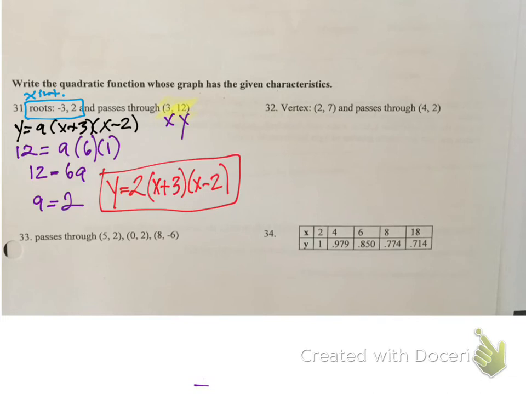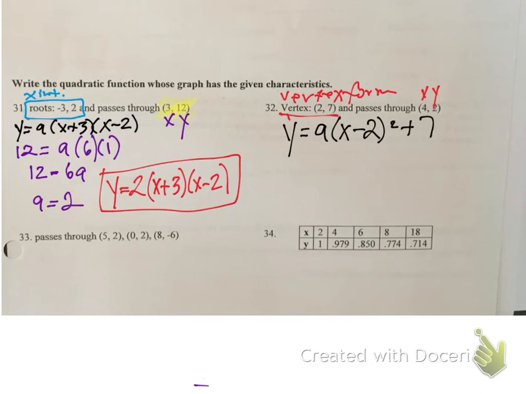The next one is 32, vertex. So I want to put it in vertex form, and it passes through x and y. Vertex form, I hope that you're finally memorizing it by now. a, x minus 2 squared plus 7. Then I'm going to plug in x and y.